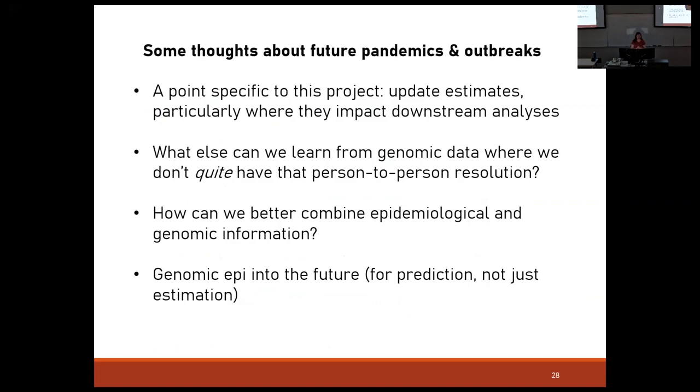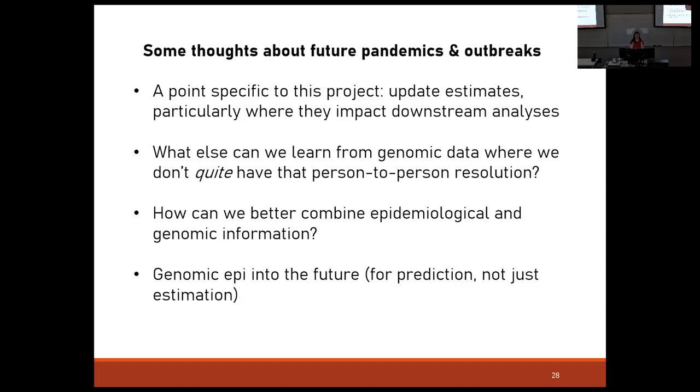More widely, I think there's a question of what else we can learn from genomic data, where we're not working on this global level, but we're not working on a super detailed person-to-person resolution. Like, what else is there in the middle? How can we better combine genomic and epi info? And we'd like to do this for this project too, as I said, in the clustering, but also in that tree sampling. I think if we could combine the information we're getting from the genomes with any known contact pairs or household contacts, that would really improve things.